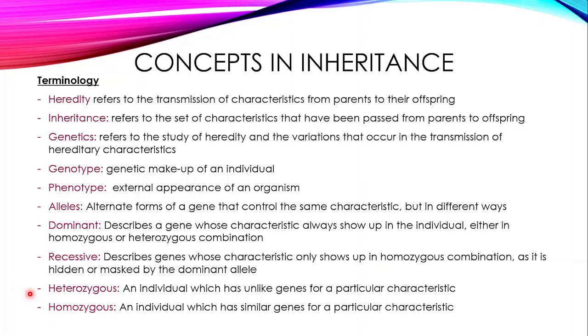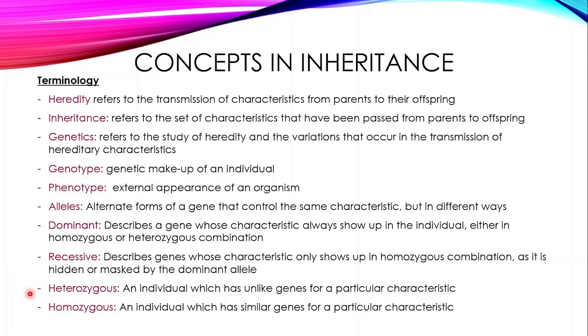Dominance describes a gene whose characteristic always shows up in the individual, either in the homozygous or heterozygous combination. And it does this because in the heterozygous combination, it masks the recessive allele. So in the phenotype for homozygous and heterozygous combinations, the dominant allele will always appear. That's for the phenotype. For recessive, it describes genes whose characteristics only show up in homozygous combination, as it is hidden or masked by the dominant allele.